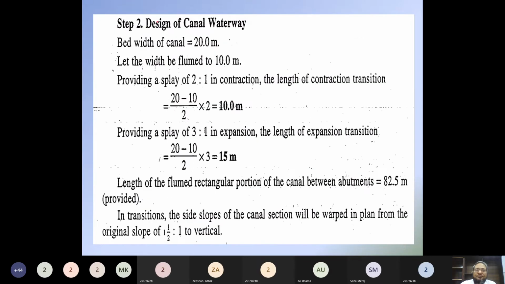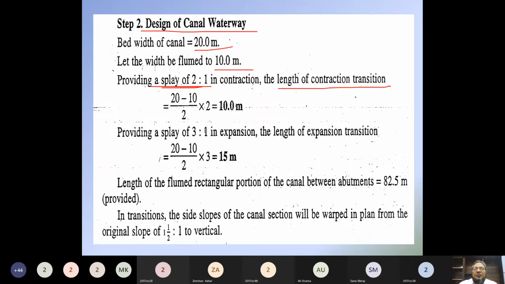Step number two, design of canal water way. So bed width is 20 meter. Let width to be flumed is 10 meter. To fluming ratio kya ho liya humne? Fluming ratio we have taken as 50%. Okay, canal ko flume kar diya by 50%. Now providing a splay of 2-in-1 in contraction.